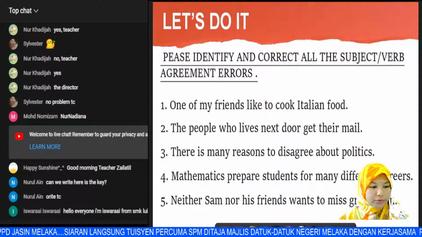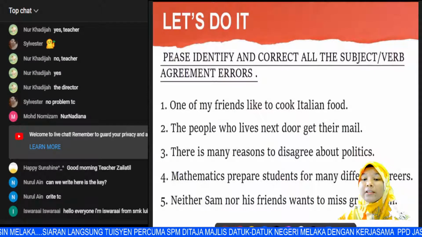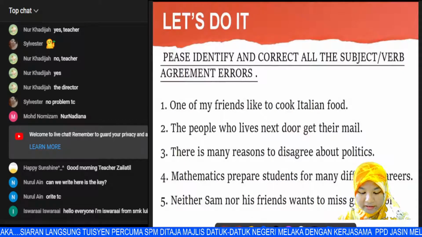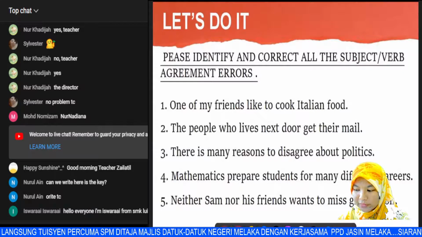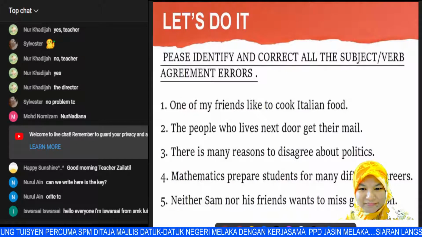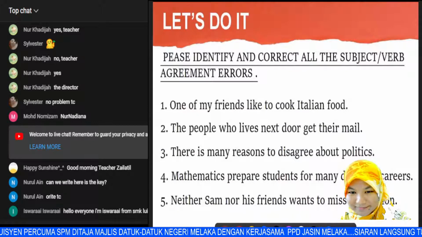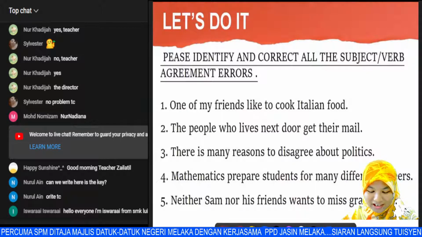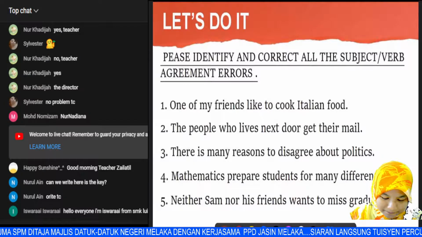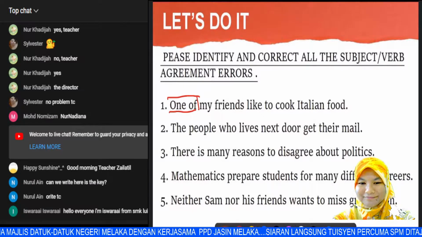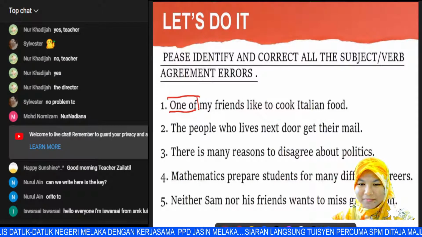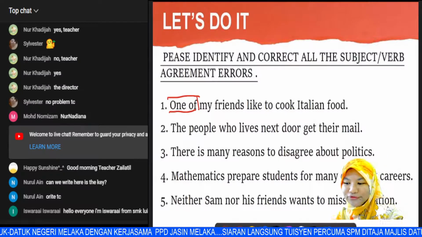The first sentence: one of my friends like to cook Italian food. What's wrong with this one? Focusing on here, one of. Do you still remember the rule of using one of?